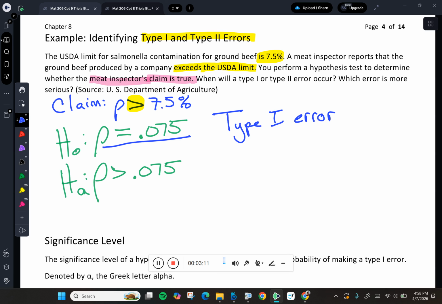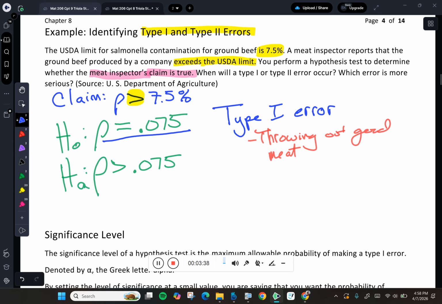So a type 1 error, essentially, we are throwing out good meat with a type 1 error. Because with the type 1 error, we say the meat's bad when it was actually good. Right? What's a type 2 error here?